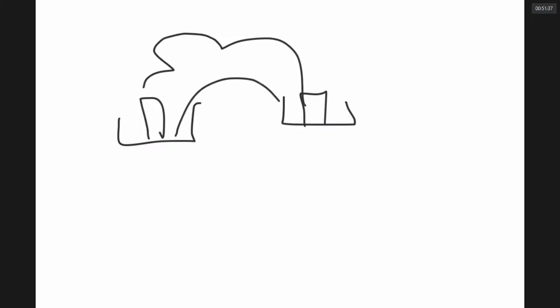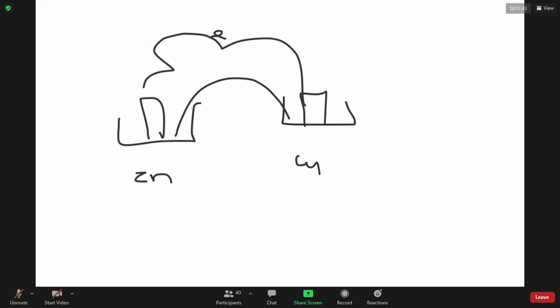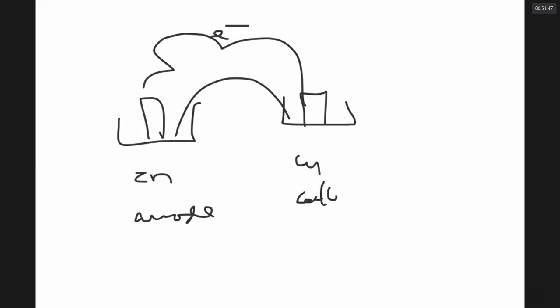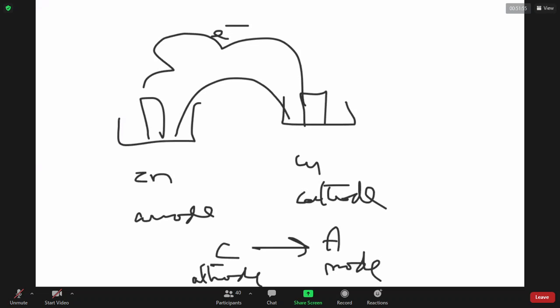In a Daniel cell, current flows from cathode to anode. Electrons are flowing from anode to cathode. Current flows from cathode to anode. Yes or no? Yes, sir. Yes. Instantly you can answer this. Okay, sir. So these are few questions I have seen in previous exam.